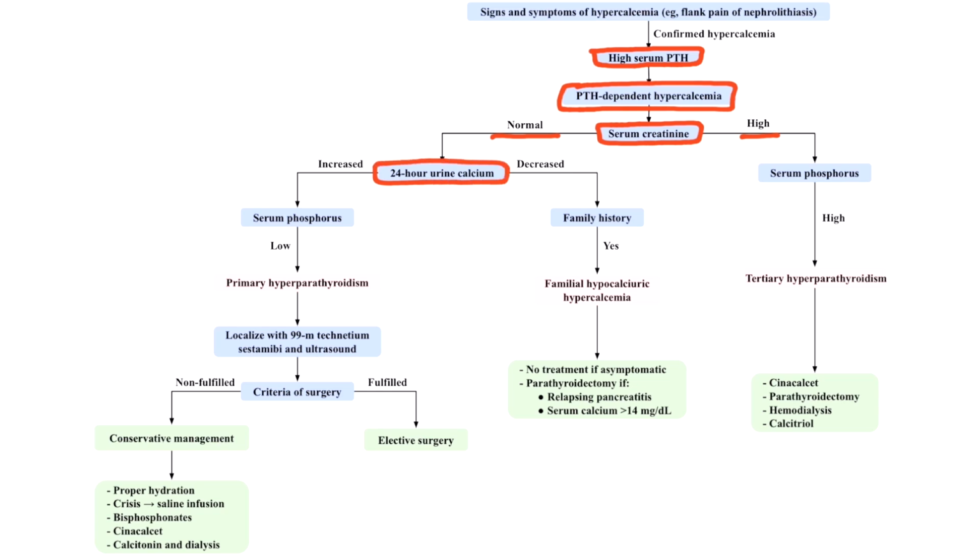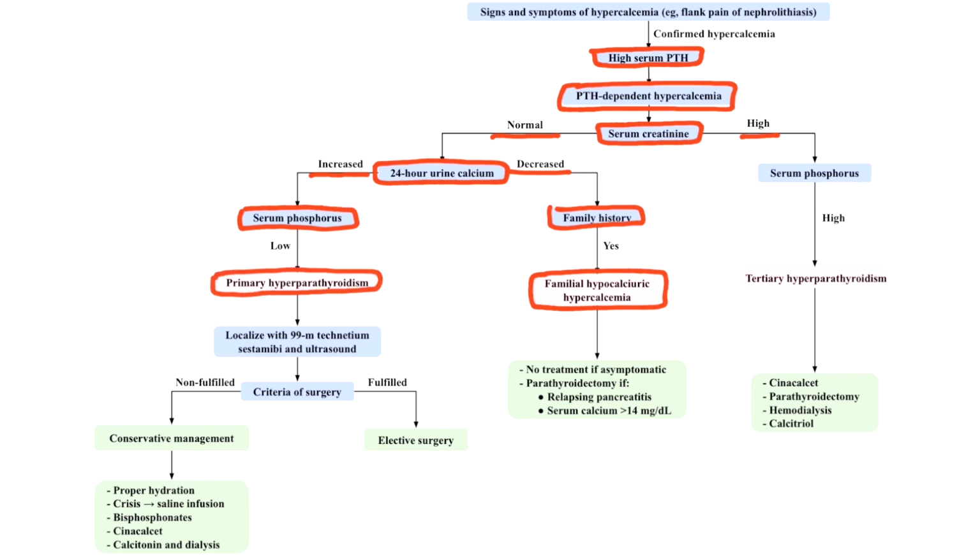If the 24-hour urine calcium excretion is decreased along with the positive family history of similar complaints, then the diagnosis is familial hypocalciuric hypercalcemia. If the 24-hour urine calcium excretion is increased along with low serum phosphorus, then the diagnosis is primary hyperparathyroidism. One should localize the source of primary hyperparathyroidism with the 99m technetium sestamibi scan and ultrasound.